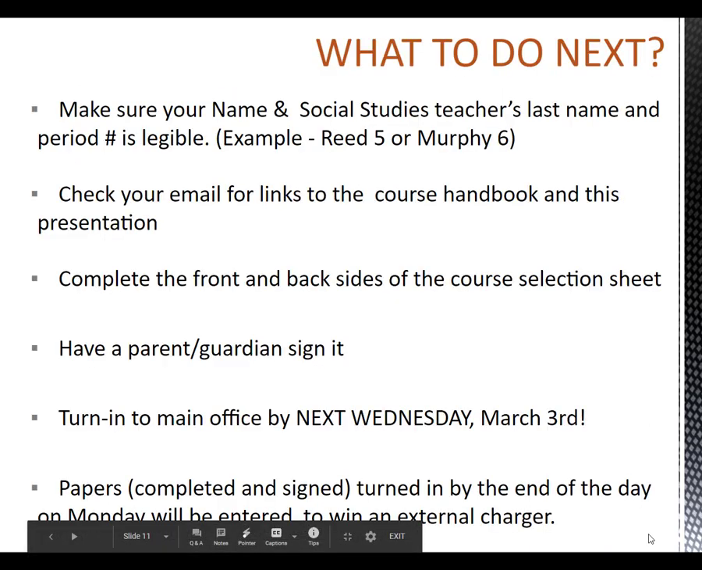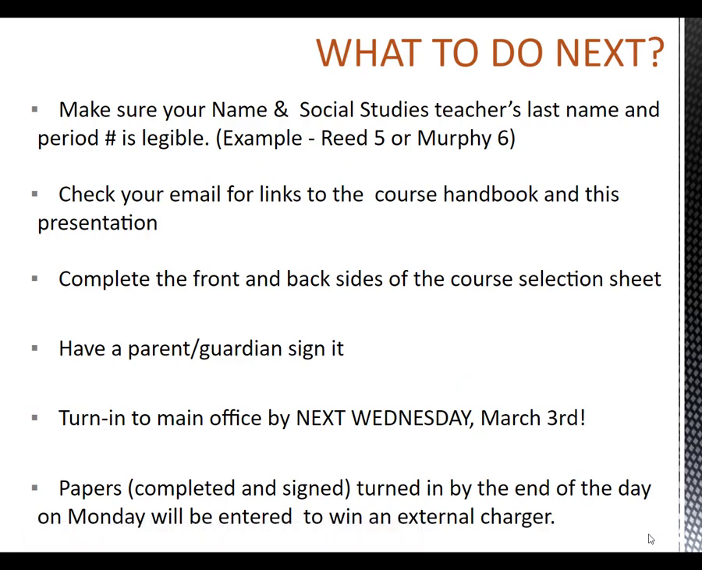This should complete the front and back side of your sheet. So you're going to make sure your name and your social studies teacher's last name and period is on it and that it's legible. You're going to check your email for the links to the course handbook and the presentation, and I will be sending that to you. You're going to make sure that you have completed the front and back sides of the course selection sheet. You're going to take it home and have a parent or guardian sign it. And then you're going to turn it into the main office by next Wednesday, March 3rd.